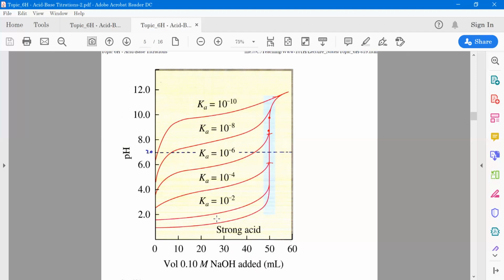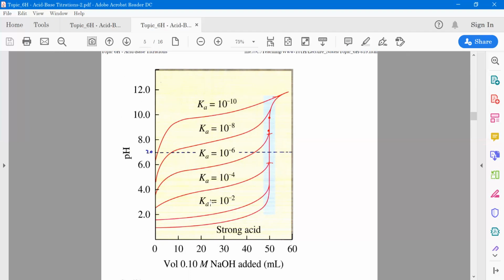Our acetic acid, which is around 10 to the minus 5, is right in between the 10 to the minus 4 and 10 to the minus 6 curves. So it would be a curve right about in between these two, like this. Okay, and so as we approach the equivalence point, we know that the pH is around 8.8, close to 9, and that was this point right here. The half equivalence point was down here, right about here, and so this whole region is called the buffering region again. But now, what about for acids that are stronger and weaker than acetic acid?